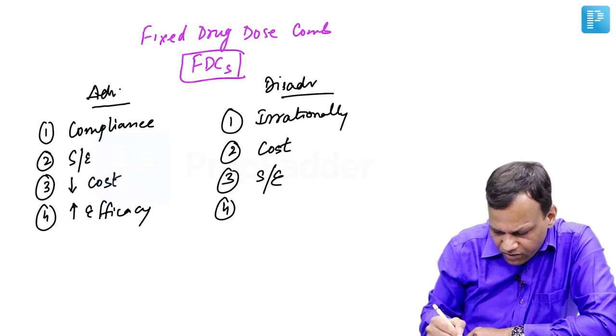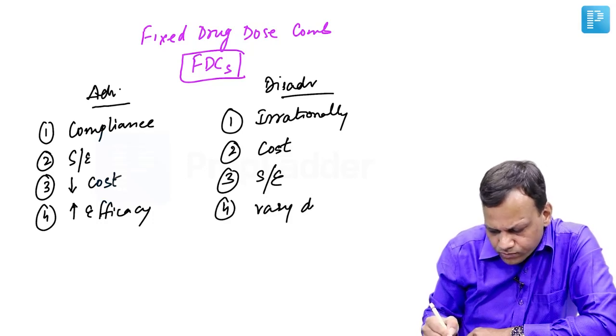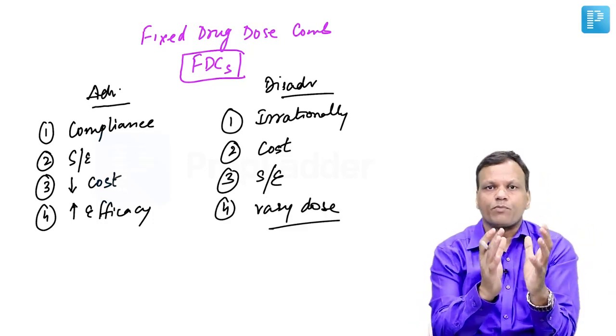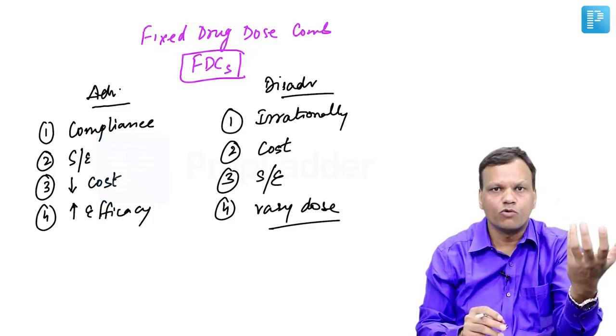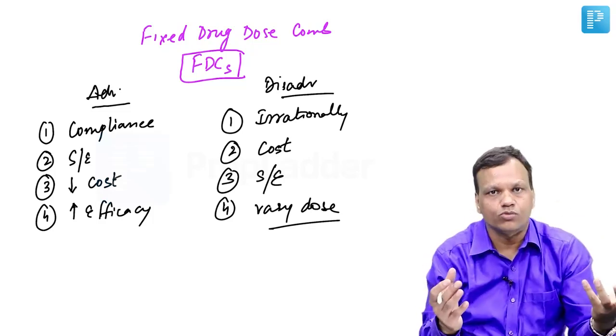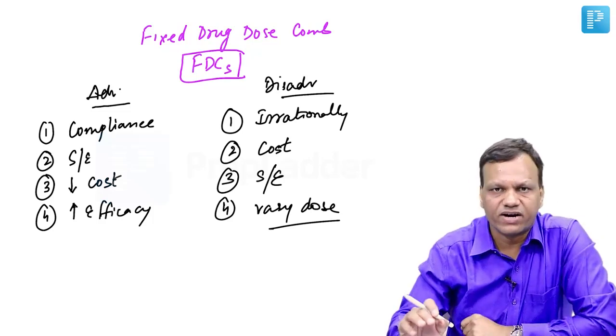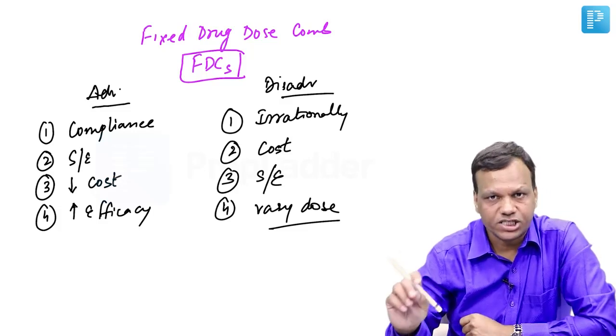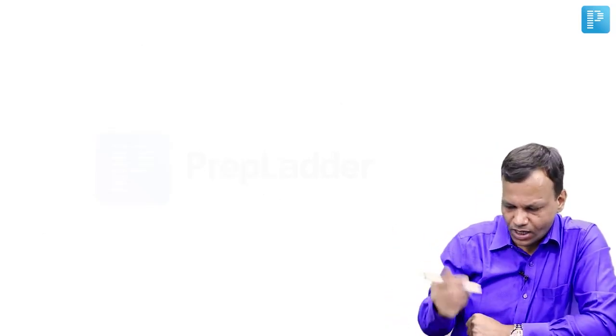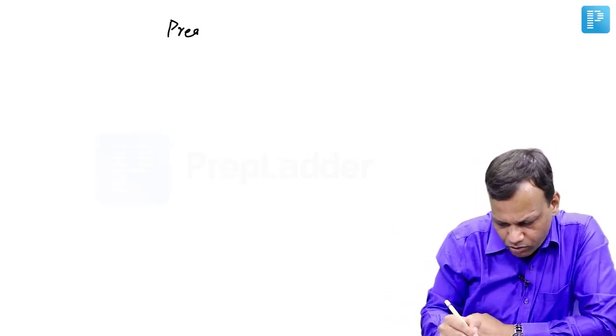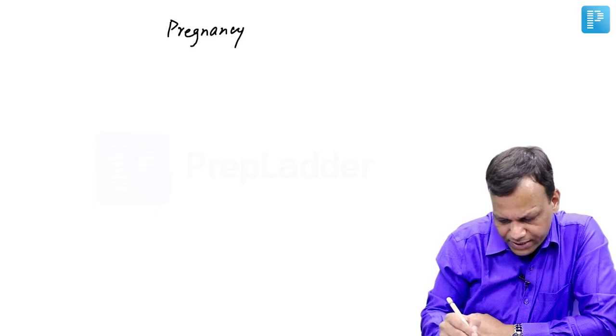Then most importantly, we cannot vary the dose. They are in fixed proportion. If we want to give one drug a higher dose, the second a lesser dose, we cannot do that. Okay? So these are the main advantages and disadvantages of fixed dose combinations. Okay. Now the last thing in general pharmacology is drug use in pregnancy.